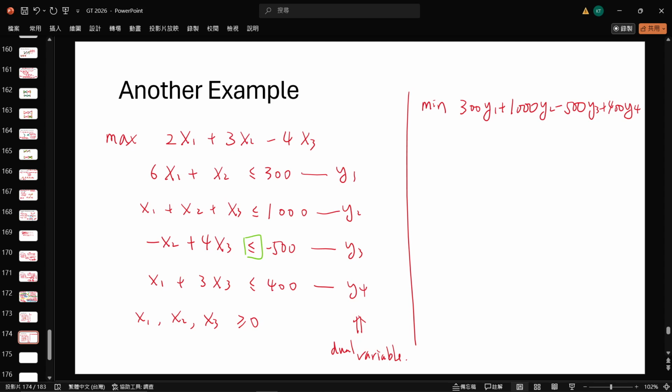All right, so let's first consider what's the coefficient of x1. So the coefficient of x1 in the weighted combination will be, well, first of all, you get 6y1, right? Because you're going to multiply y1 to both sides of the first constraint. So the coefficient of x1 will become 6y1. And we want to make sure that this is at least 2.